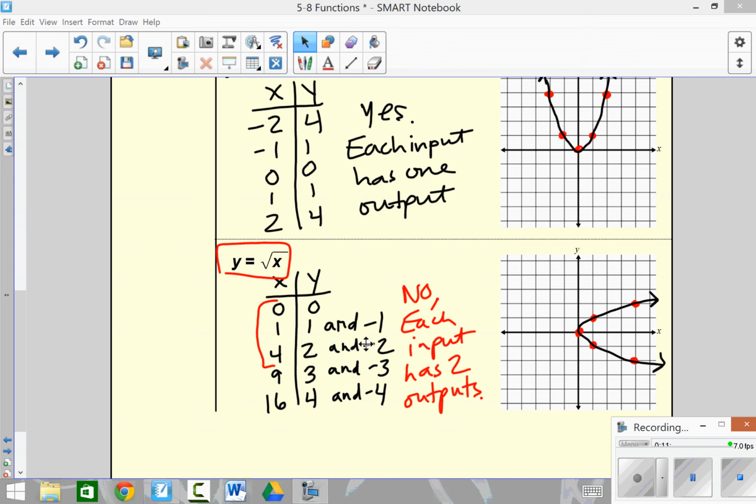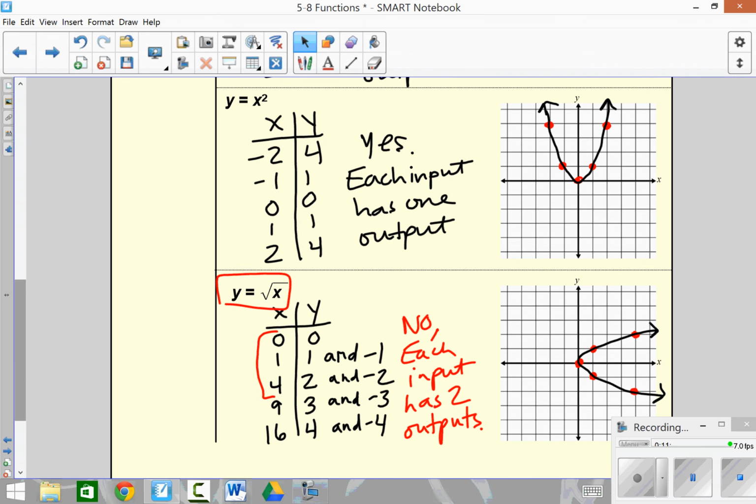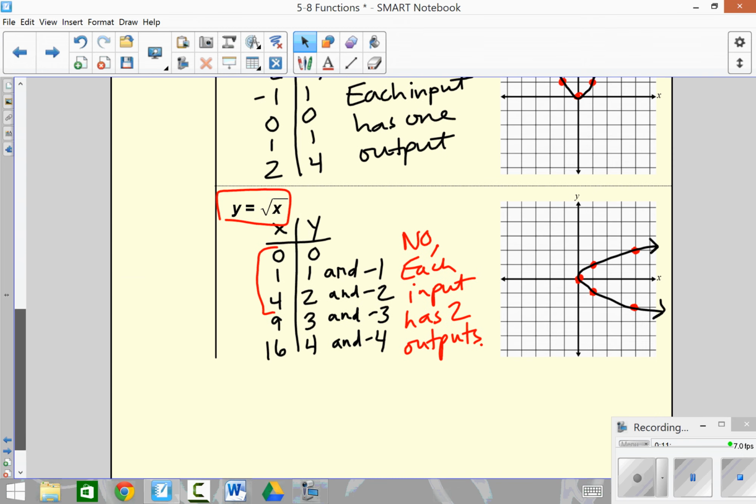4, 2, and 4, negative 2. So again, you're going to notice it's another U-shaped, but it's sideways this time. It's a flipped version of the one right above it. So this one is not a function. Keep that in mind because each input actually has two outputs. It doesn't have exactly one output. Okay, go ahead and flip the page here.